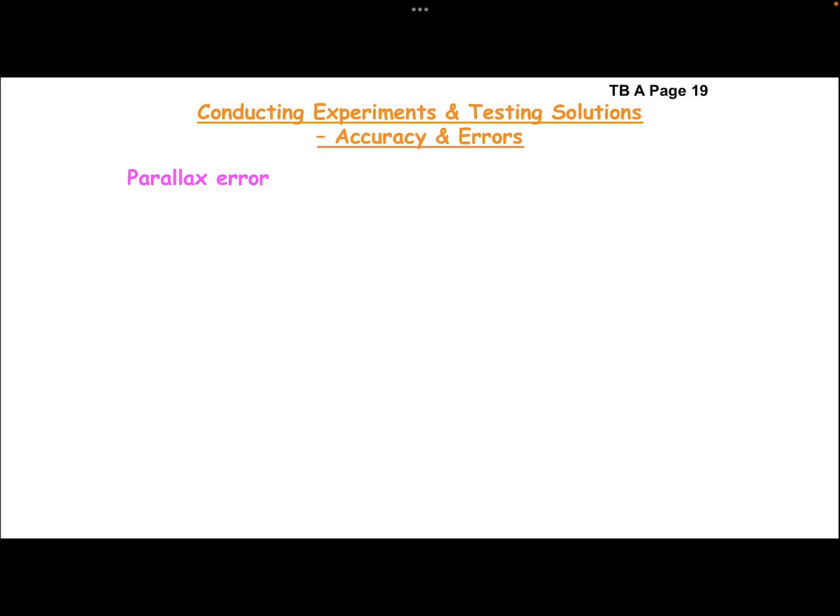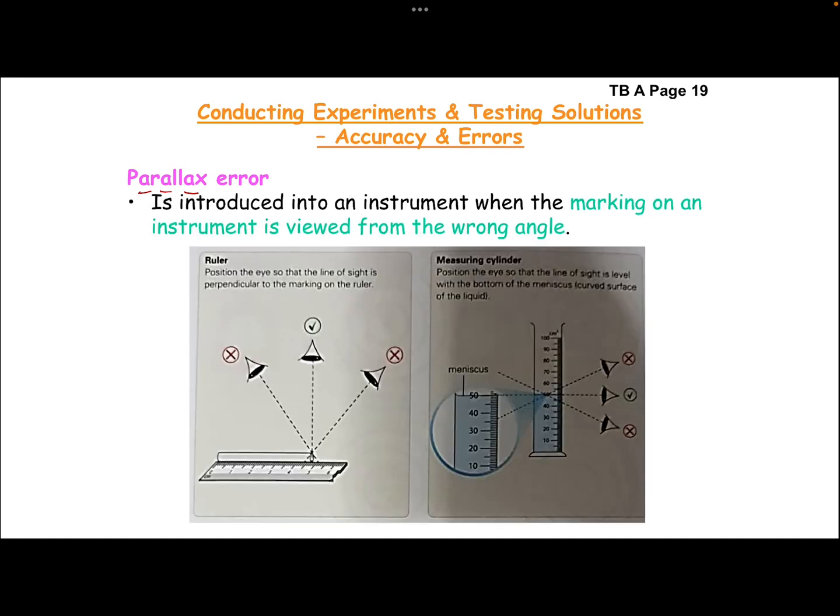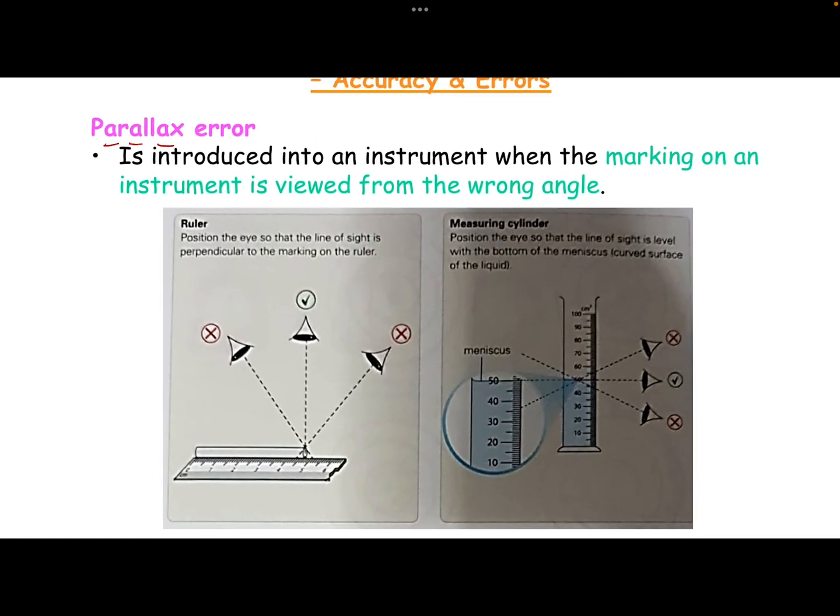Then we also talk about parallax error. Remember the 3 A's. Parallax error, it's when the eyes are not in the right place. For example, a ruler, you can tell that the ruler is actually measuring the length of a glass rod from left to right here. So what's the right way to read the length? The right way is you position the eye so that the line of sight is perpendicular to the marking on the ruler. Okay, so your line of sight must be perpendicular to the marking on the ruler.